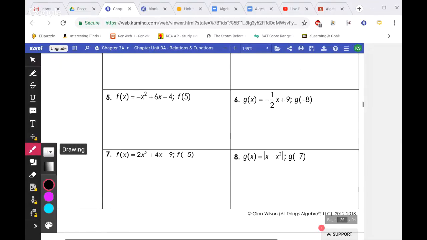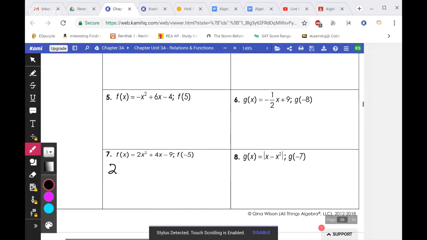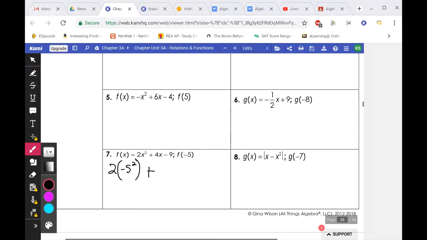Okay, for number 7. They're asking us to find the function at the value of -5. So we'll plug in -5, and we're going to square it because that's x squared. Everywhere there's an x, we'll plug in the value of -5. So -5 squared is 50, or it's 25, I'm sorry. And then 25 times 2 is 50. I was jumping ahead of myself.